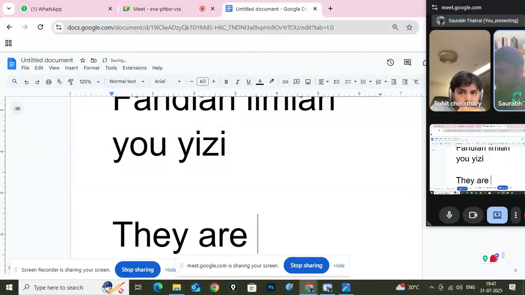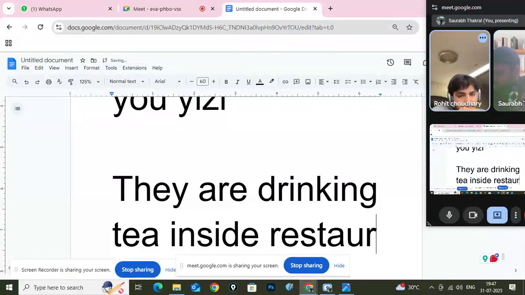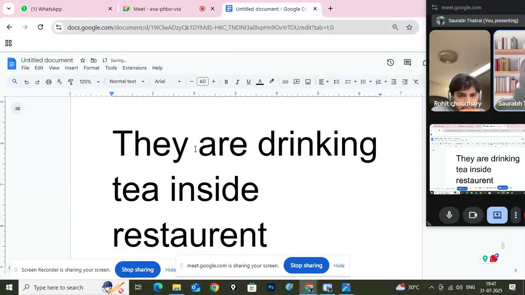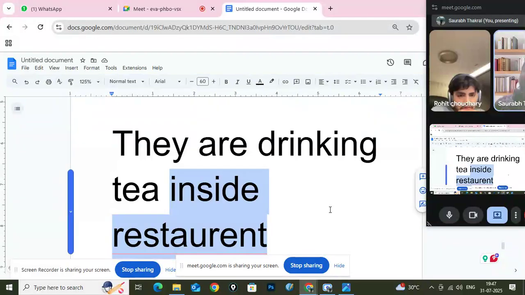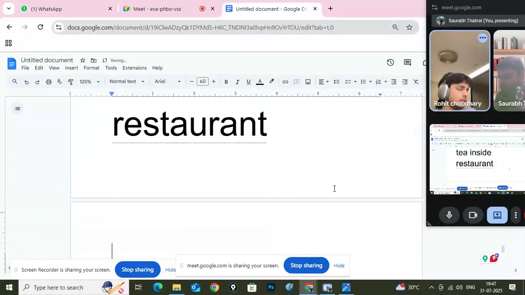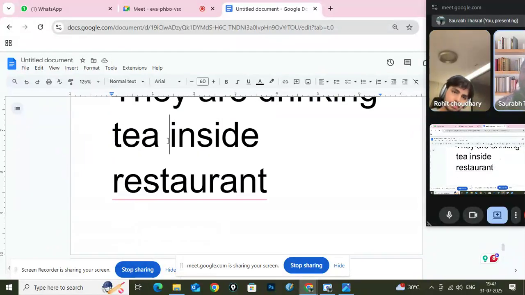Rather than have, we can use drink. They are drinking tea inside the restaurant. Okay, this is the subject. This is the verb. This is the object, and this is the additional information. This is the additional information of location.